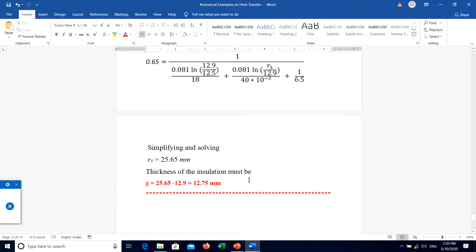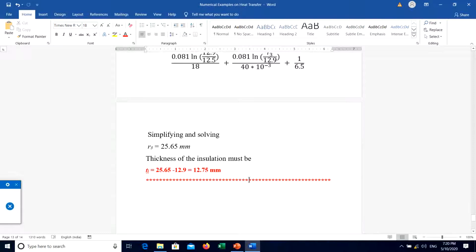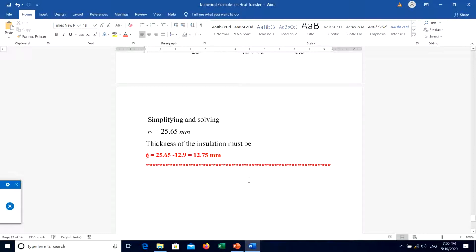So I hope these three problems will give you a sufficient idea of combined conduction convection heat transfer cases. We will continue our discussion with radiation heat transfer and combined convection and radiation heat transfer, which will be helpful for solar flat plate collector analysis.